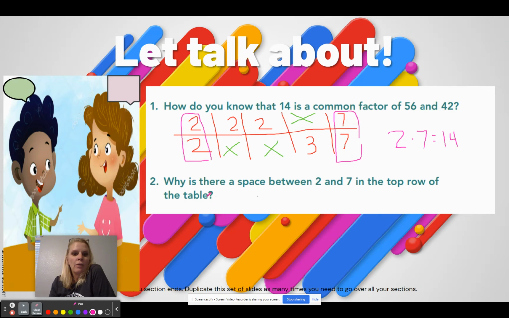All right, and why is there space between the 2 and the 7? We just talked about that. Turn and talk to your table and tell them why there's a space there, or your neighbor and tell them why there's a space there. You got 5 seconds. That's right. That's because they're not in common. It's not common. You don't have a 3 in common there.